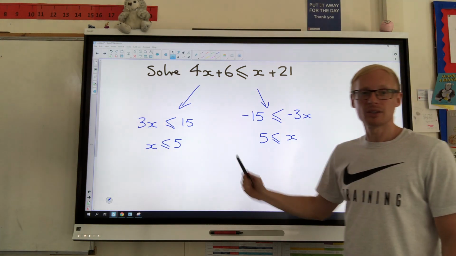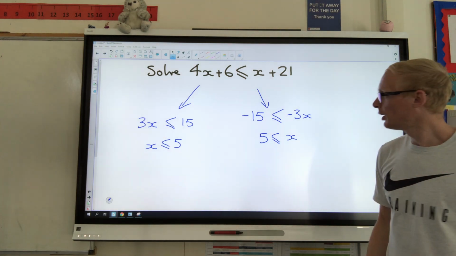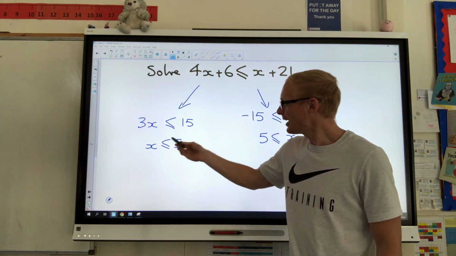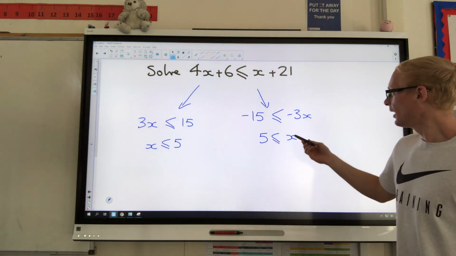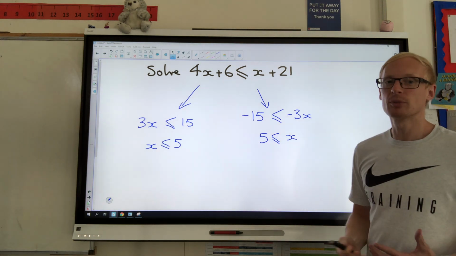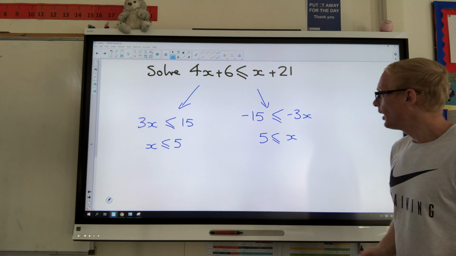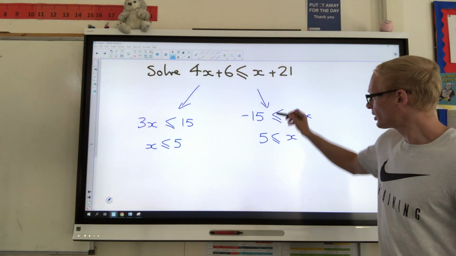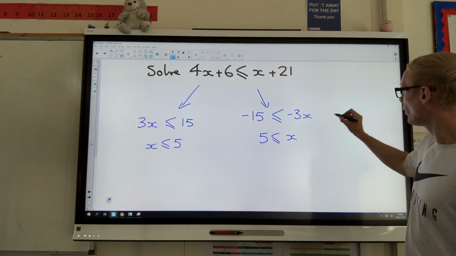But that doesn't make sense because those two statements contradict each other. You can't be both x is less than or equal to 5 and x is greater than or equal to 5. They're not the same solution. You should get the same solution. Now, the reason this works is because of this part here, this transition here, when you're dividing by -3.